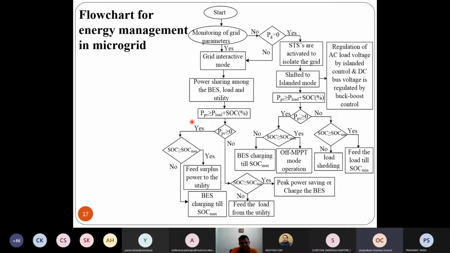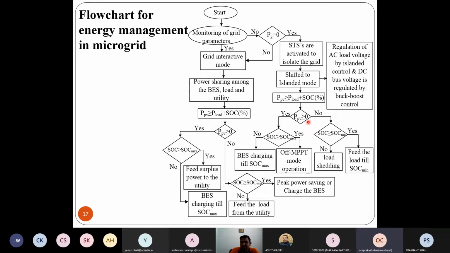Again, we will check whether the PV array is sufficient to supply the load and the SOC. If it is greater than 0, then the first priority is to check the SOC of the battery. If PV is not there, we also check the SOC, because in that case we can charge the battery from the utility grid. Otherwise, we can feed the load as well as charge.